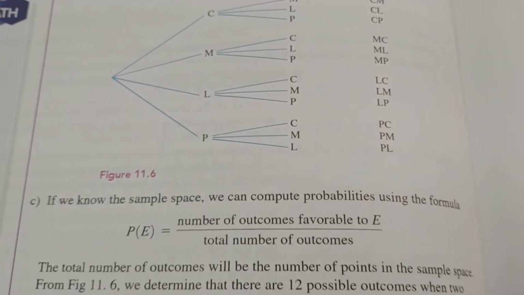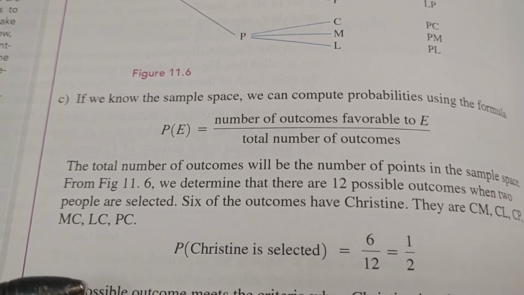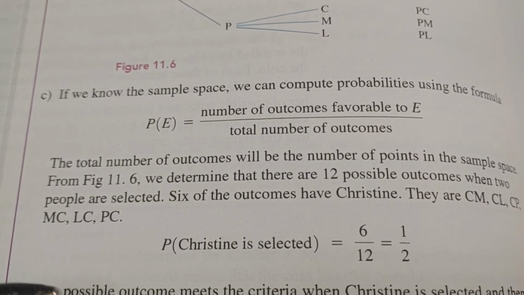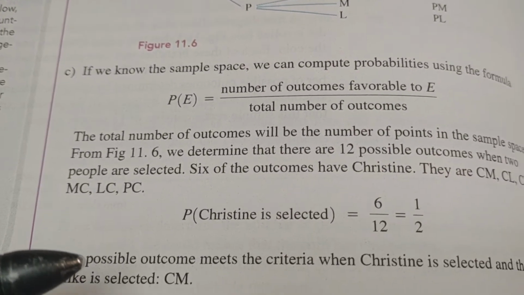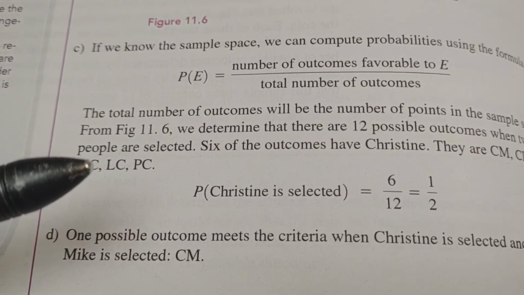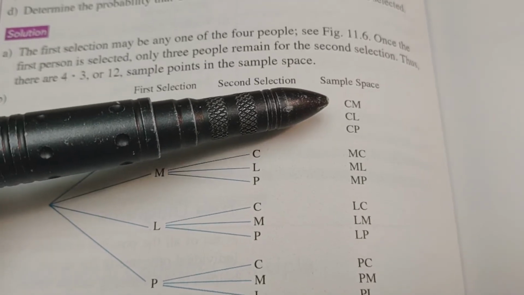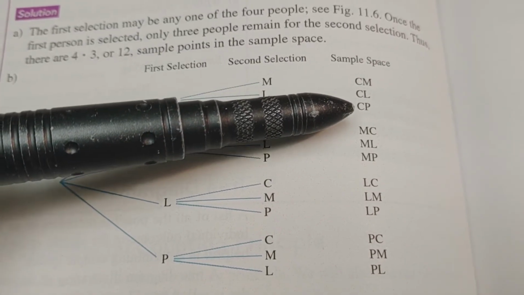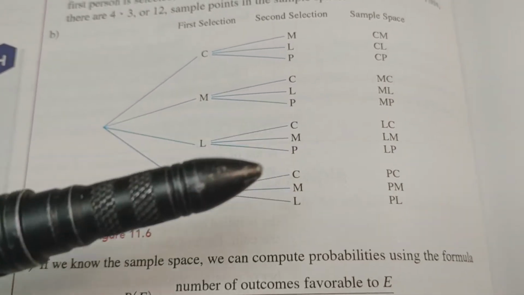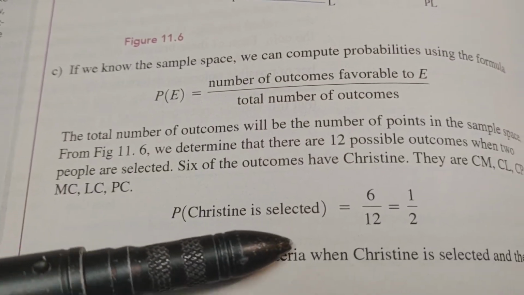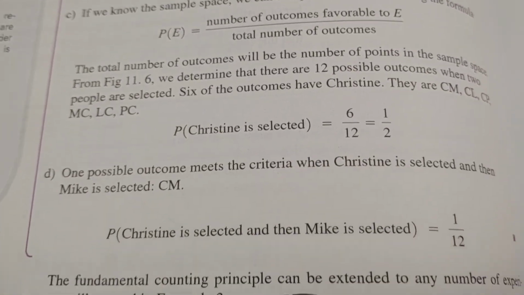Okay? So then, if we know the sample space we can compute the probability, and it wants to know the probability that Christine is selected. So what we have to do is look at the possible combinations of Christine. We come back up to our tree diagram. Here we have 1, 2, 3, 4, 5, and 6. So we have 6 possible combinations with Christine out of 12. So she's got a 50% chance of being selected.